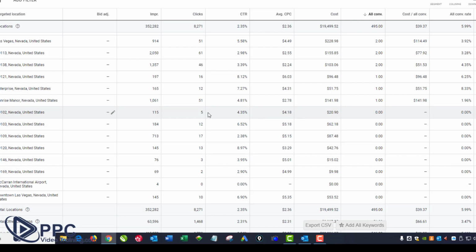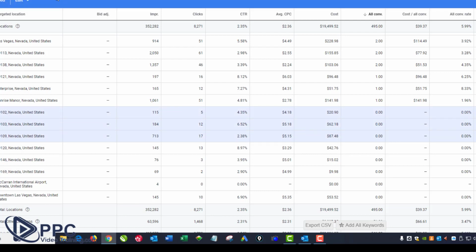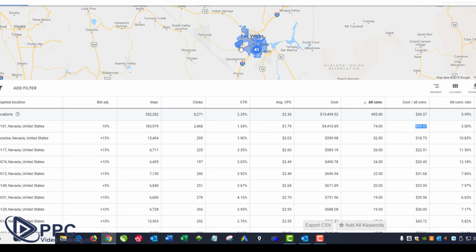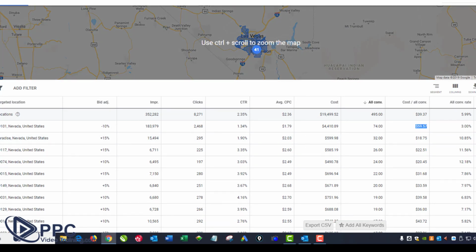Now, some of these only have about 5 clicks, so I may not want to pause those yet. I may want to give them some more time. But what you should start doing is looking at, maybe I want to remove these locations. Maybe I want to exclude them. Whatever it might be, take a look and make sure that you're advertising in the locations that you need to be advertising in.